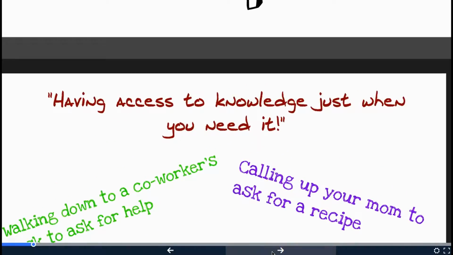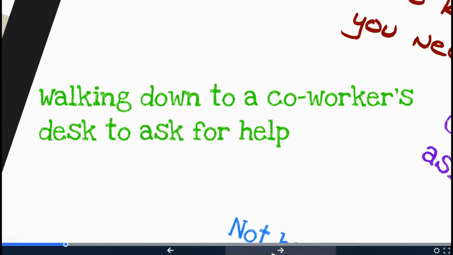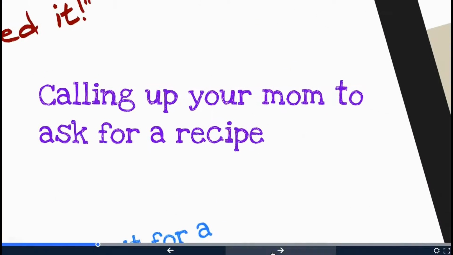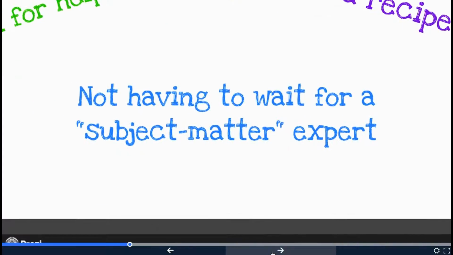Just-in-time is basically having access to knowledge just when you need it. Some examples as an adult that you may come into contact with are walking down to a coworker's desk to ask for help, calling up your mom to ask for a recipe, and not having to wait for a subject matter expert.